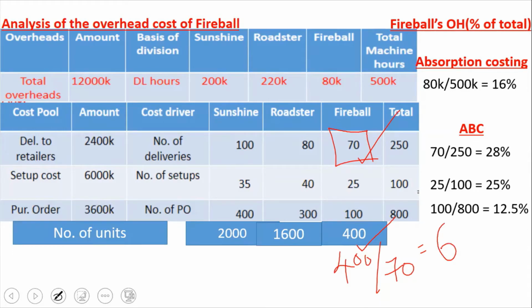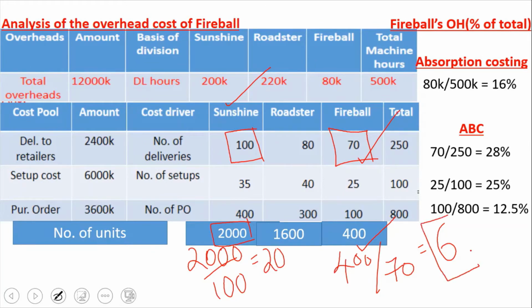But just take the case of the other products. For Sunshine, we are making 100 deliveries. And how many units are we delivering in total? 2,000 units. So for each delivery, we are delivering 2,000 divided by 100, that is equal to 20 units. So just see the difference. Only 6 units per delivery for Fireball and 20 units for Sunshine. Each time you're delivering the Fireball, you are delivering just 6 units. And as for Sunshine, you are delivering 20 units. So that is the reason for this cost difference.